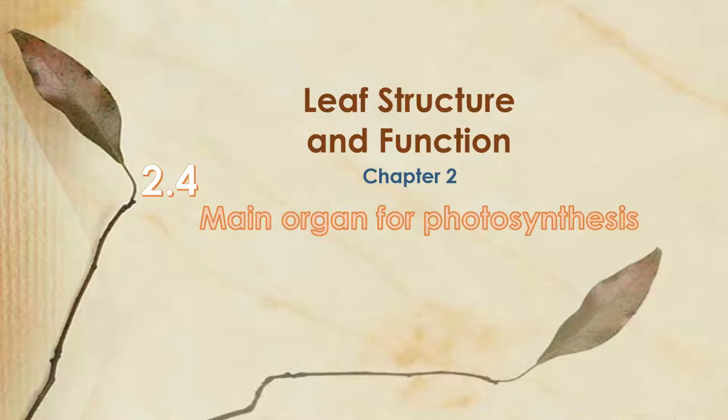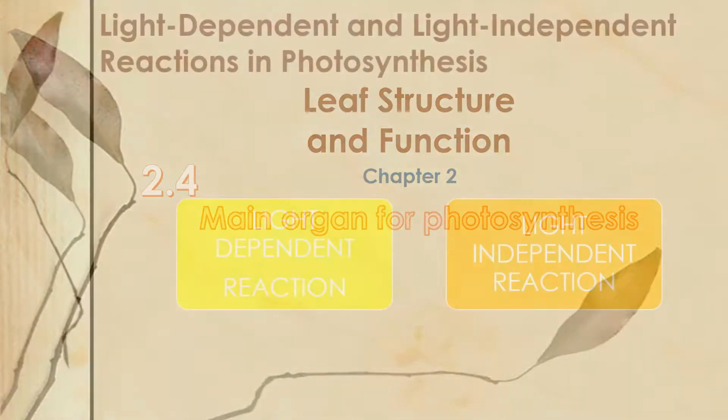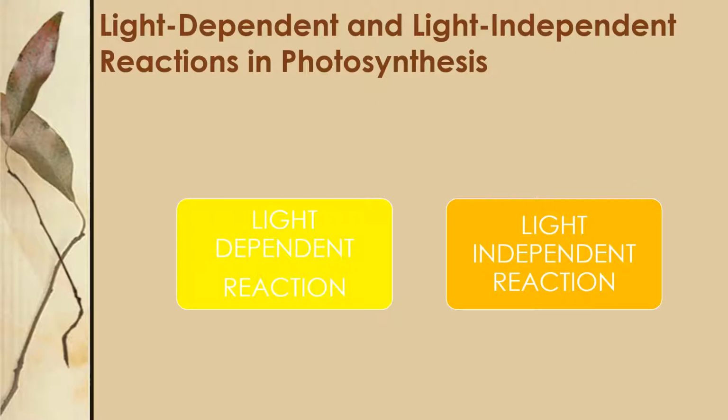I will continue my lecture on leaf structure and function in chapter 2, Form 5, subtopic: main organ for photosynthesis. Photosynthesis involves two types of reactions. First is the light dependent reaction and second is the light independent reaction. I will explain in more detail after this.